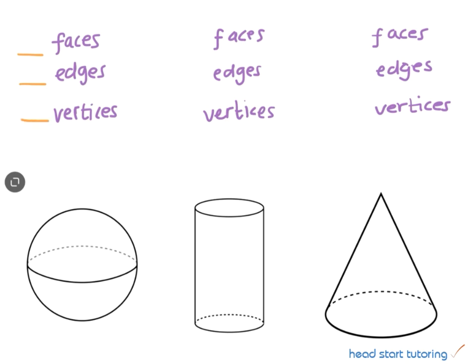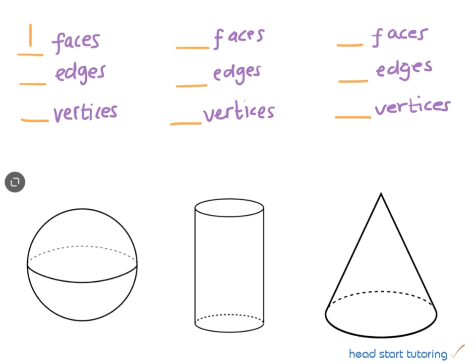We are going to have a look at a sphere, a cylinder, and a cone, and determine how many faces, edges, and vertices each of these 3D shapes have. Let's have a look at our sphere first. So we know that a sphere is a round object, so it is a round solid. So our sphere has one circular face. So our sphere only has one face.